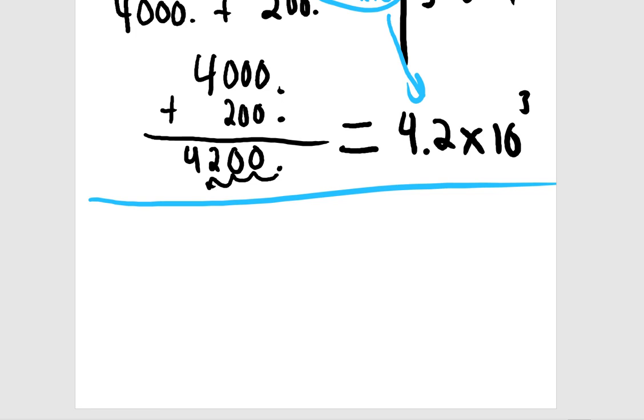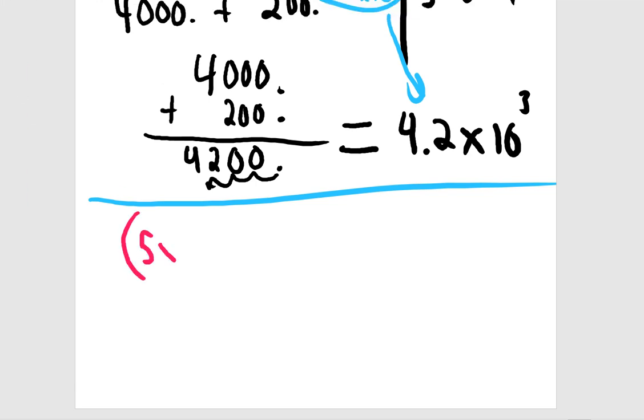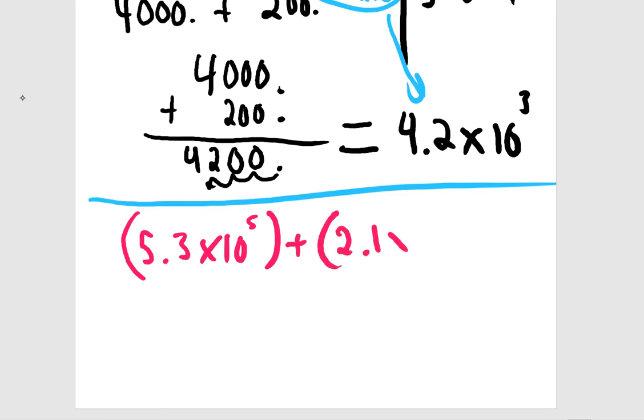Let's take something such as this. Let's do 5.3 times 10 to the fifth, and let's add it to 2.1 times 10 squared. All right, again, rewrite them in standard form. 5.3 times 10 to the fifth. You're going to move that decimal 5 times. You don't just add 5 zeros. 1, 2, 3, 4, 5.